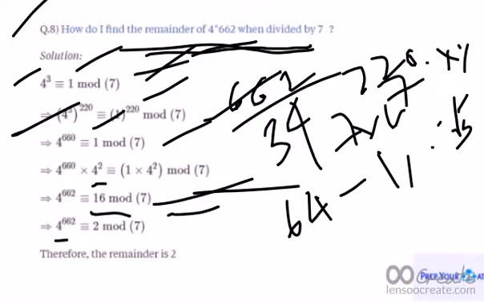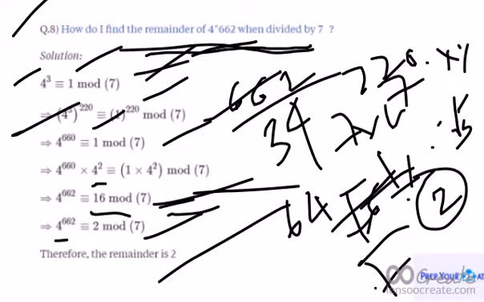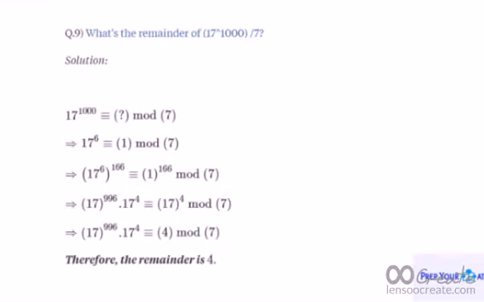Now dividing 16 by 7, what is the remainder? 14 is a multiple of 7, and we are left with only 2. Therefore the remainder is 2. Hope you have understood this. Now let's move on to the last two problems.